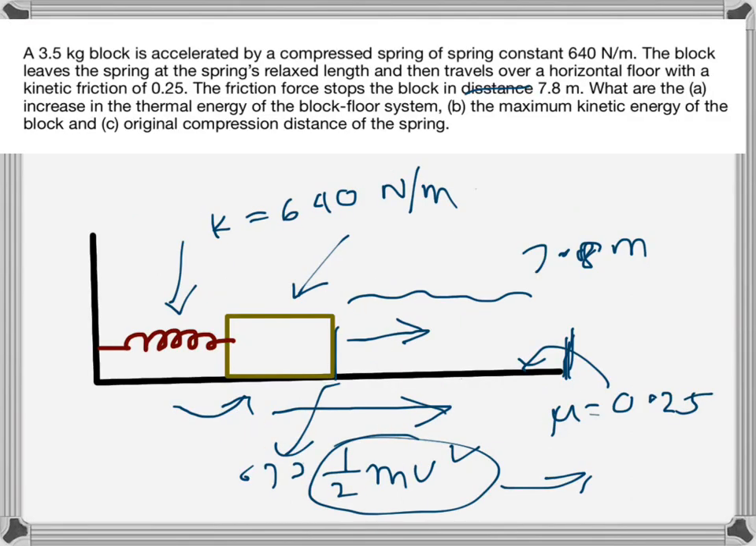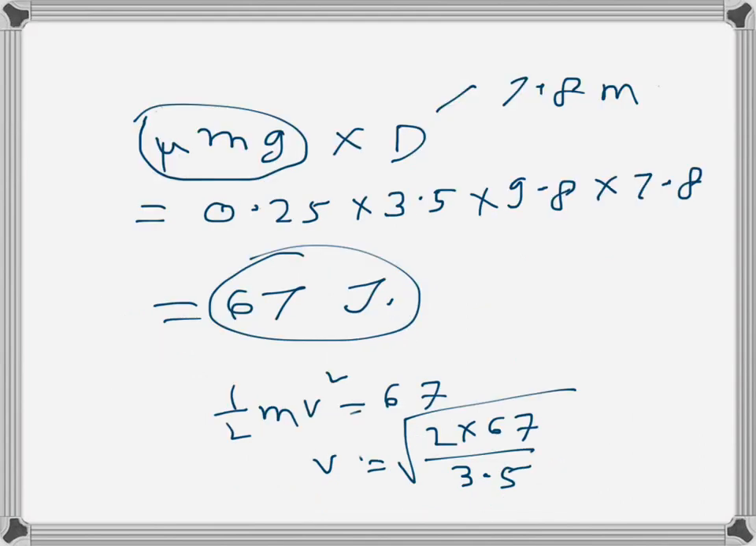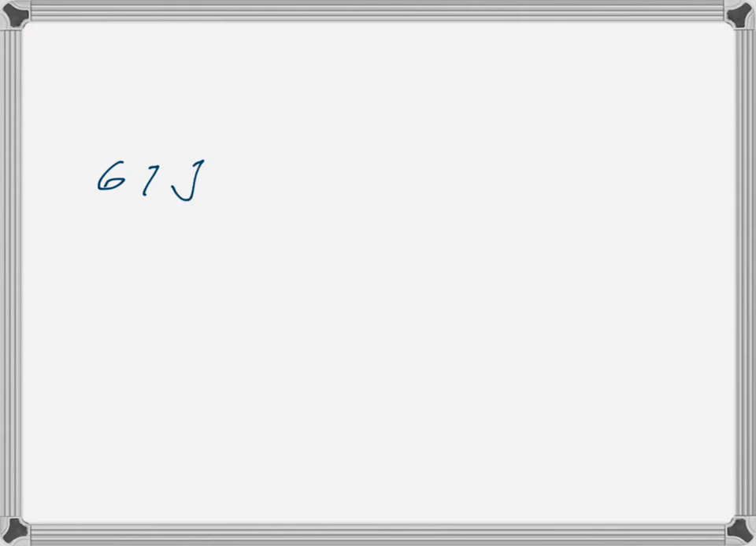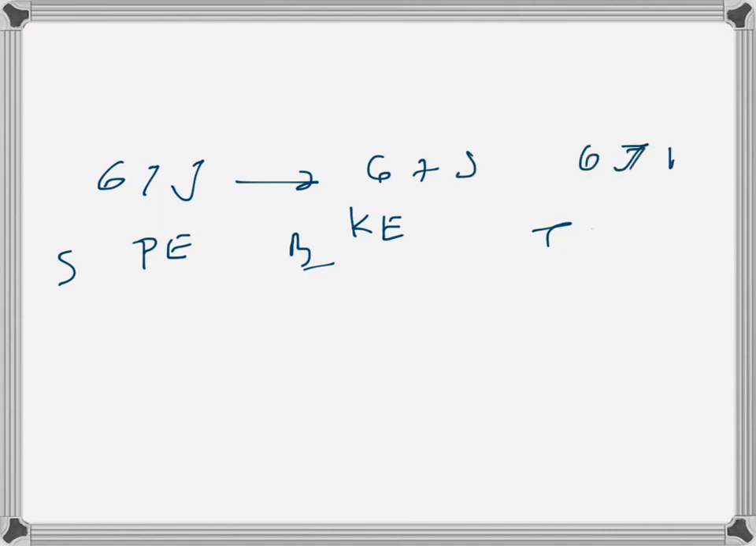Finally, the third part is the original compression distance of the spring. So how much the spring compressed, that we need to find. Because of the spring's compression, the spring had a potential energy, and that energy is also 67 joules, which is transferred into kinetic energy of the block. So spring's potential energy, then the block's kinetic energy, and finally thermal energy, but all are 67 joules.